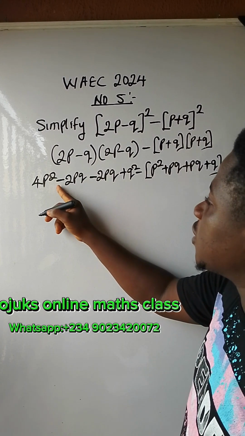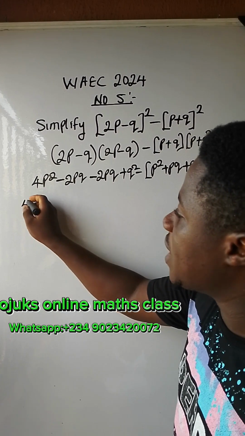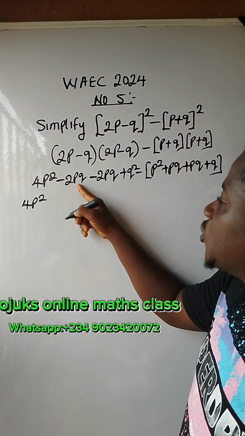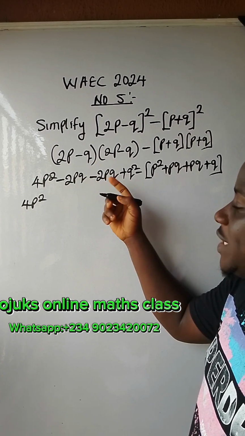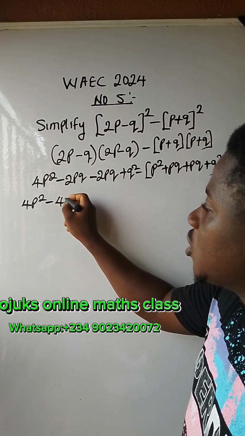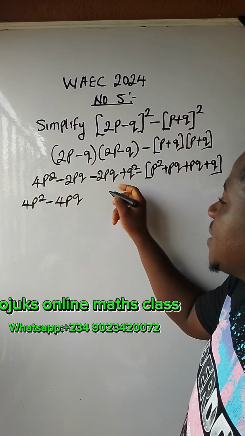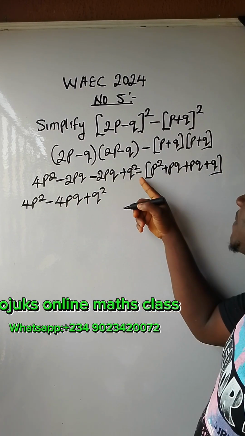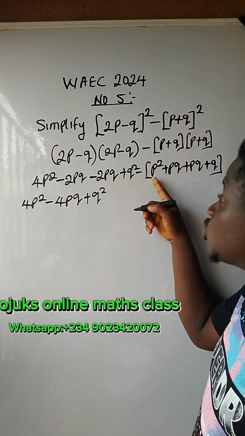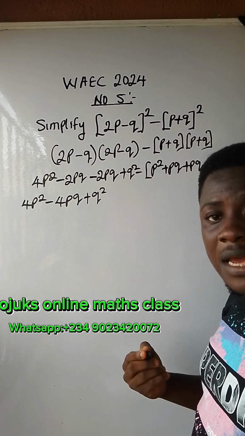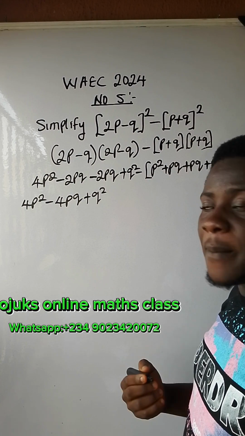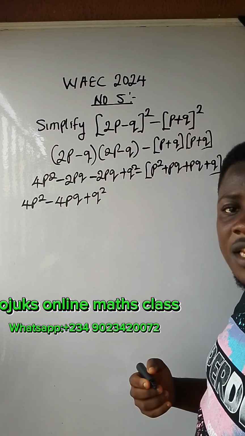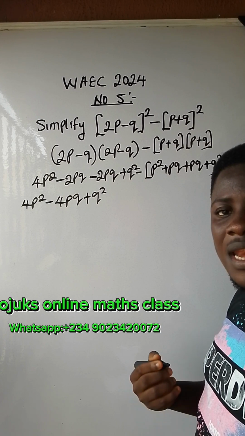So from here, this part we'll have 4p squared, minus 2pq minus 2pq is definitely minus 4pq, then plus q squared. Then we're going to use this minus, which is very close to this bracket, to multiply every term in this bracket. And when we do that, remember, whenever this minus encounters positive, it will change everything there to negative.